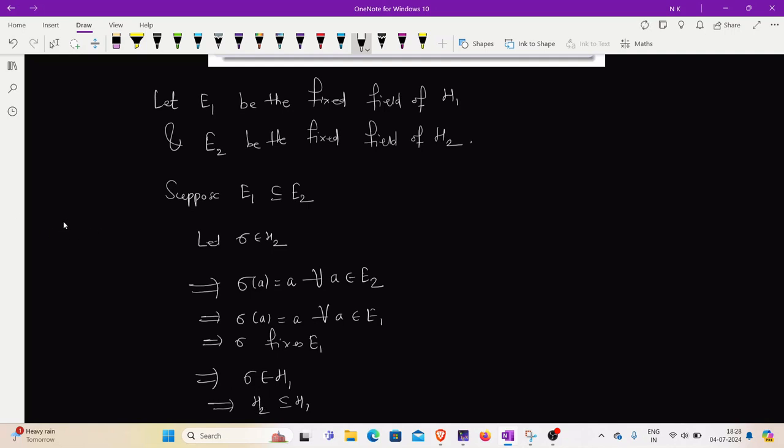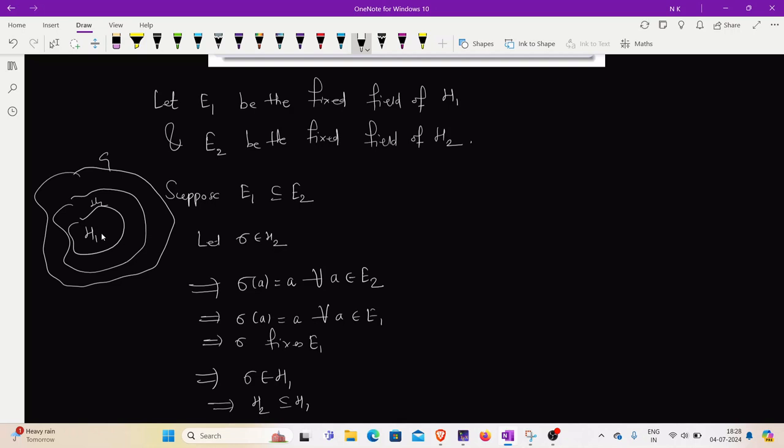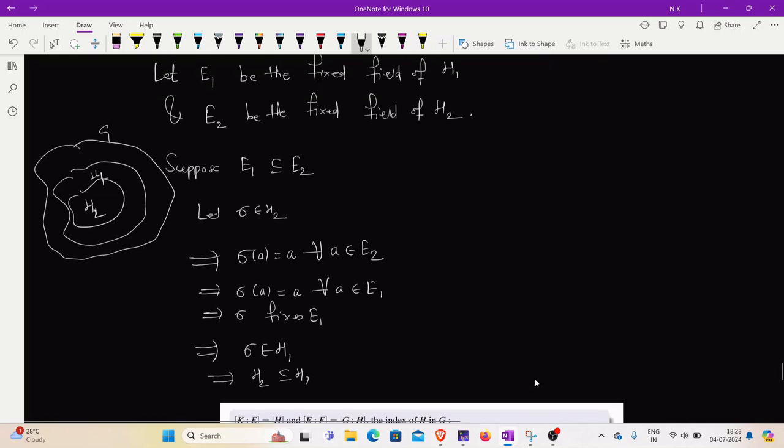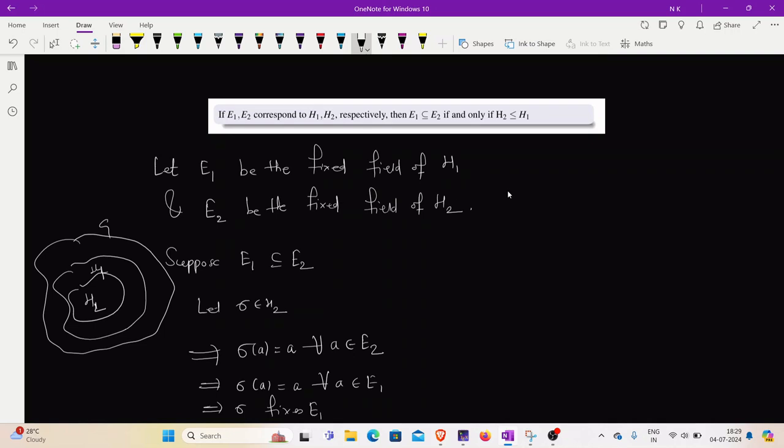But try to understand that H2 is a subgroup of G. Basically it will be something like this: this is your H1, this is your H2, and this is your Galois group G. So H2 is contained in H1, right? And H2 is a subgroup of G. So definitely H2 is going to be a subgroup of H1. So clearly this implies H2 is a subgroup of H1.